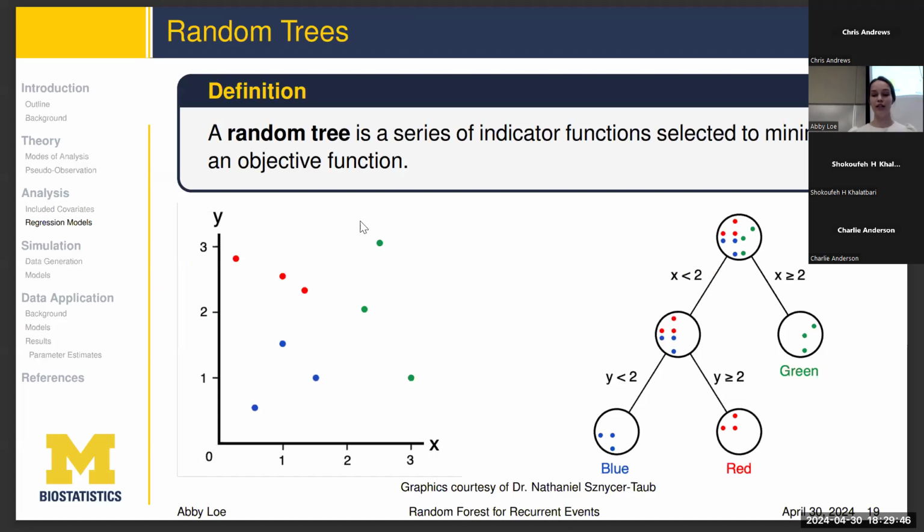And then we make another split of our data, looking at the Y-axis. Anything that's above 2 in the Y direction, but also less than 2 in the X direction, we label red. And then everything else gets labeled blue. So it's a way of formalizing the idea that we're going to try to sort our data into categories that are the most homogeneous among what are called the leaves of our tree. Random trees are great. Unfortunately, they can overfit to your data, so we want something a little bit more generalizable.